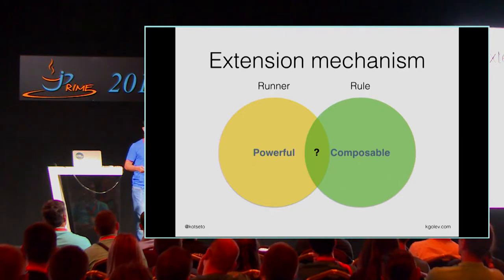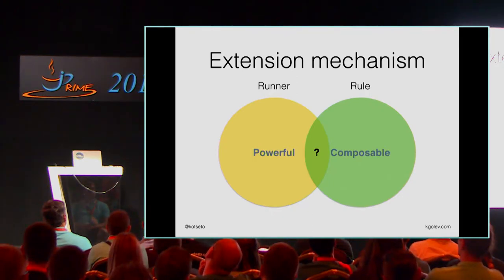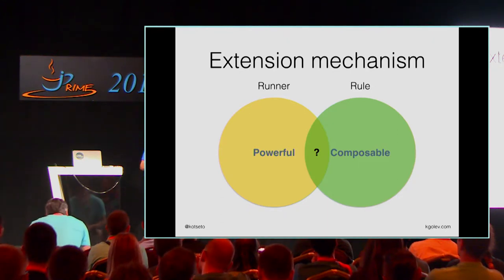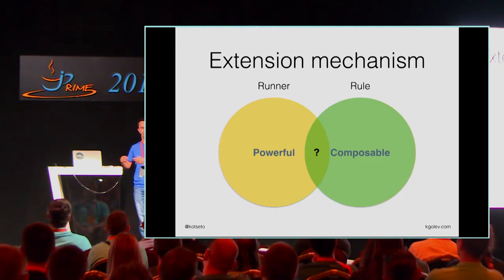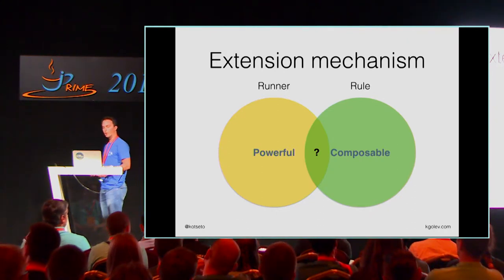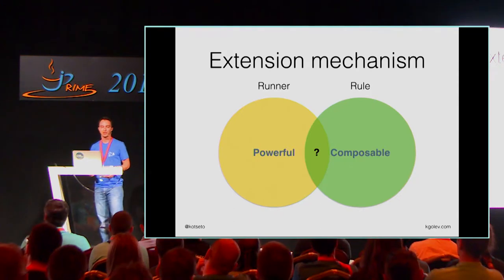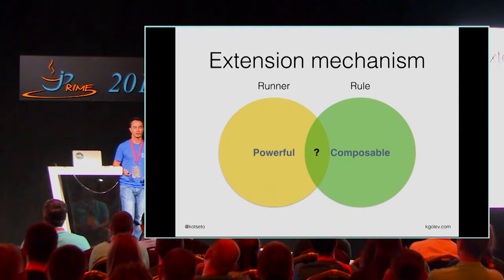You cannot combine runners. So even if you have this very cool runner that is doing something incredibly useful, you cannot combine it with another runner that is doing something incredibly useful but different from yours. So rules are a way to fix this, but unfortunately, they're not powerful enough.